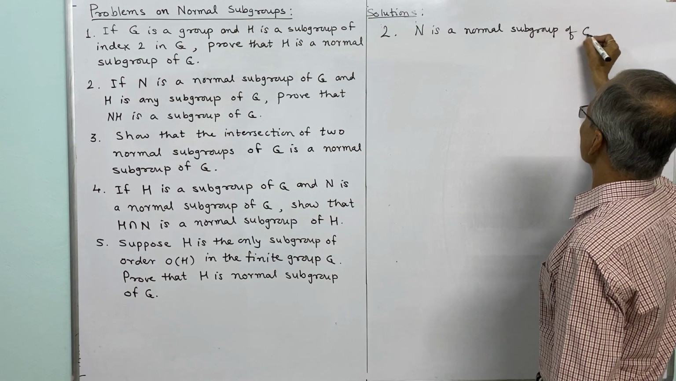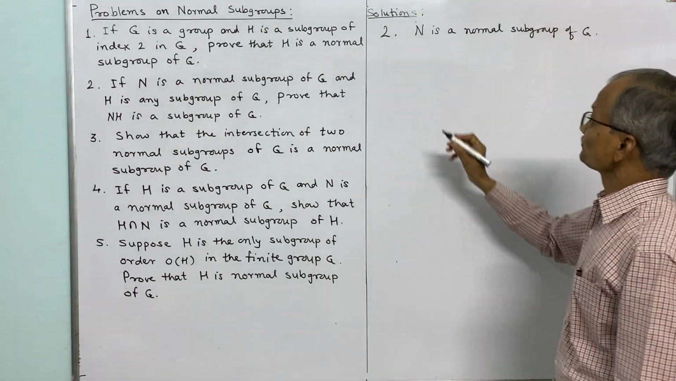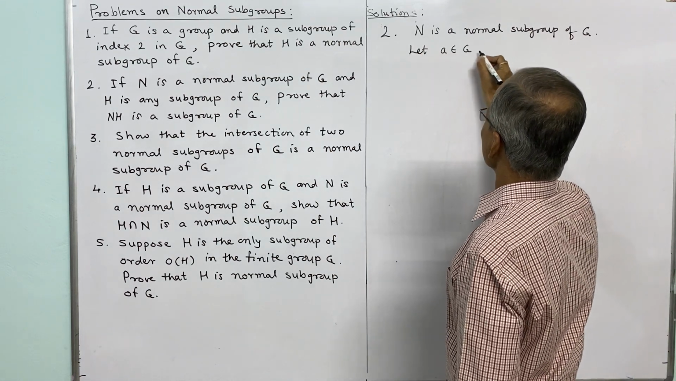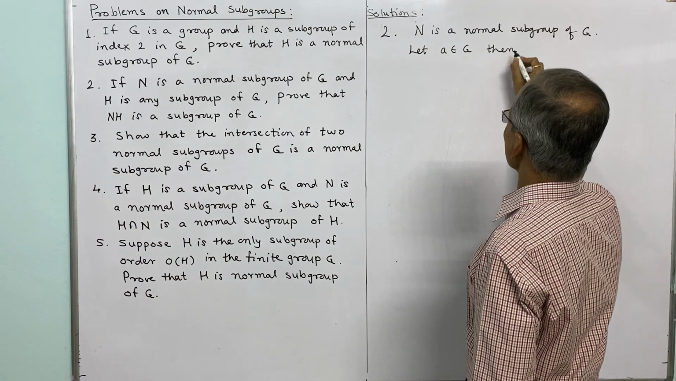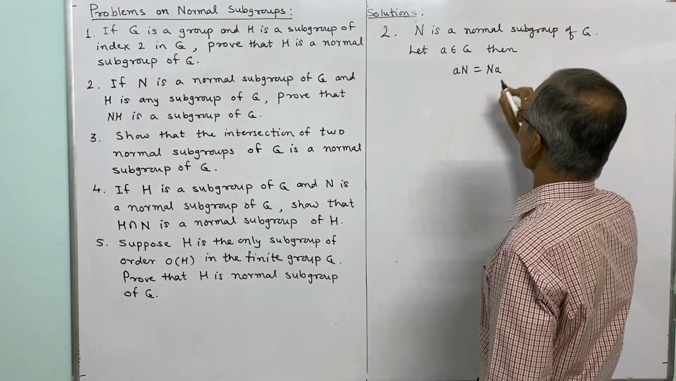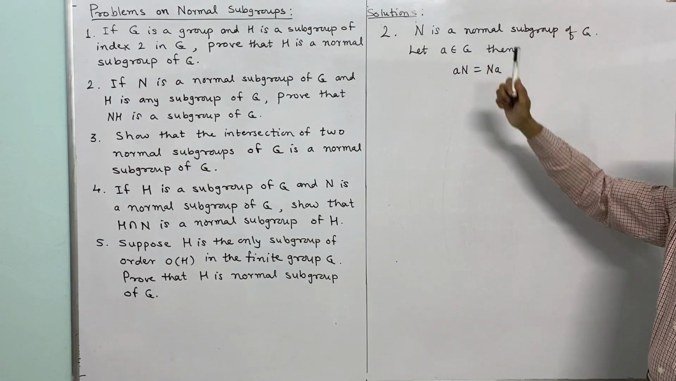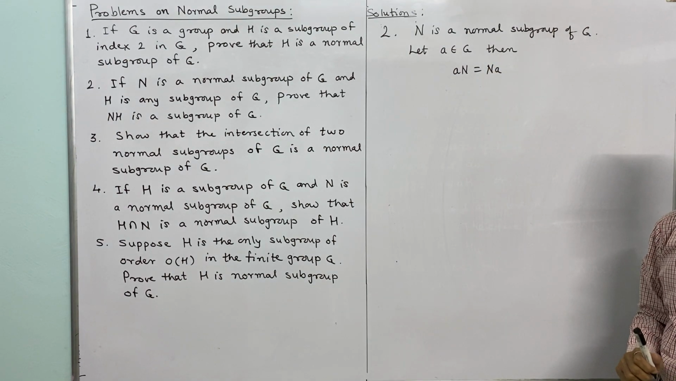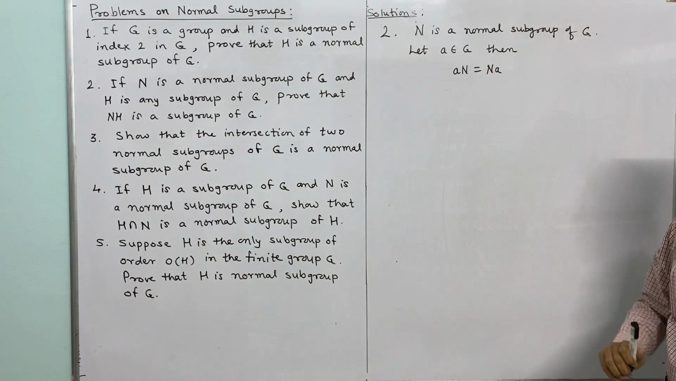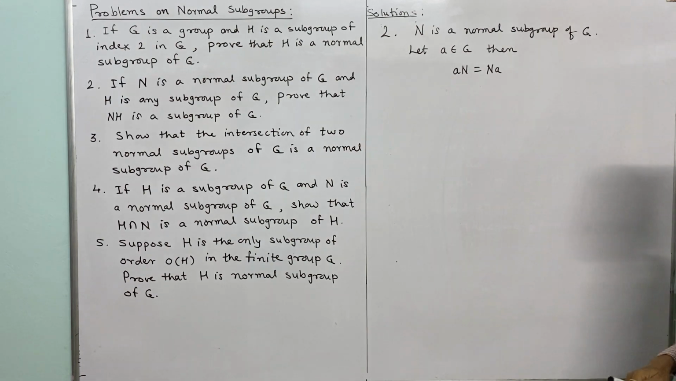Normal subgroup of G. And let a belong to G, an element in G. Then we have aN is equal to Na. This is by the condition of a normal subgroup. A subgroup is normal if and only if the left coset is equal to the right coset. We have used this property in the first solution also.